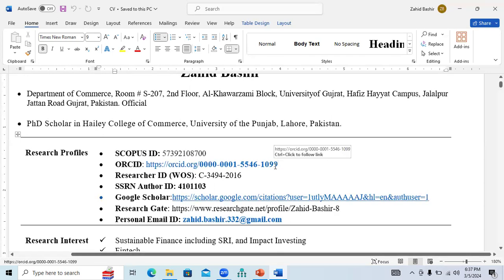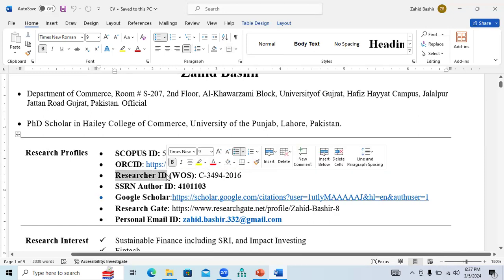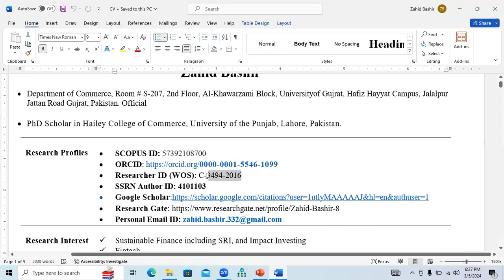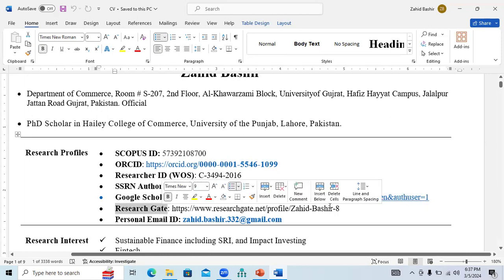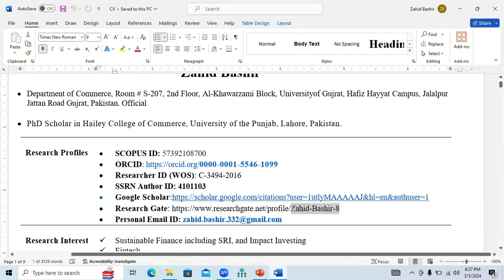So this is my ORCID number. Then I also have a profile on Web of Science using this ID. I have SSRN author identification using this number. I am also on Google Scholar. You can find me with my name or using this link. I am also active on ResearchGate using this profile ID. And this is my personal email ID.